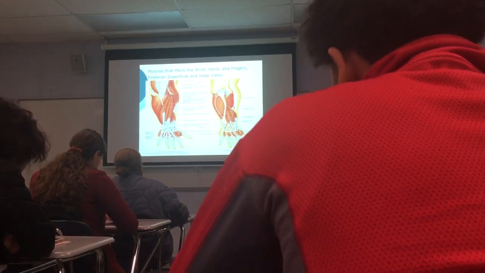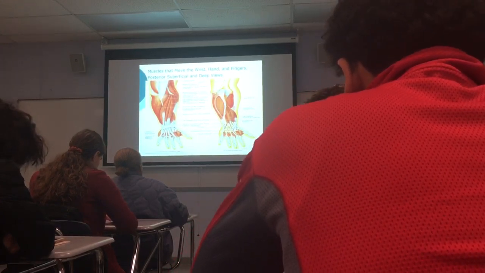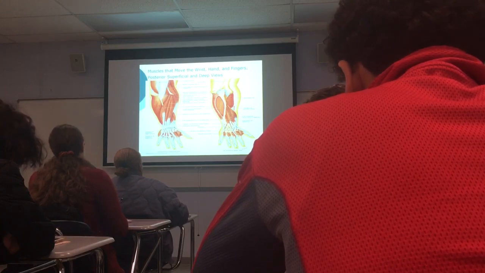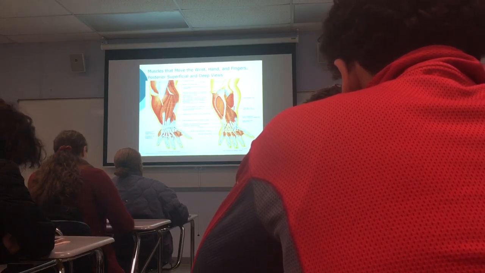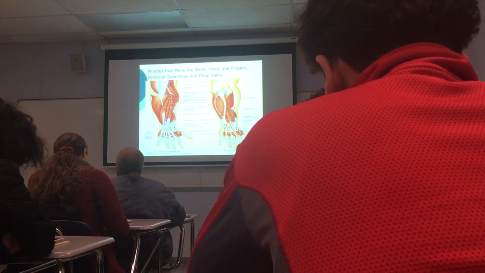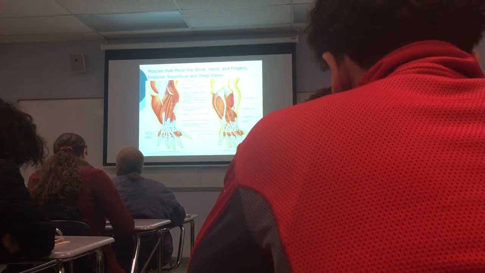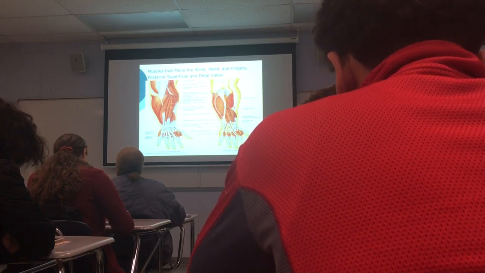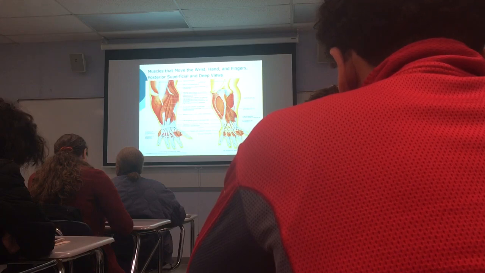Anything pollicis is the thumb. Okay, distal joint: flexor pollicis, extensor pollicis. Proximal joint: adductor pollicis, abductor pollicis. And then opponens pollicis does opposition. So that's fairly simple.